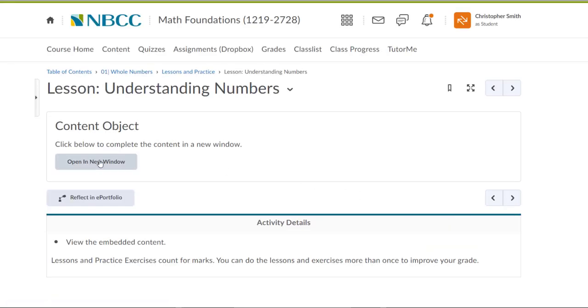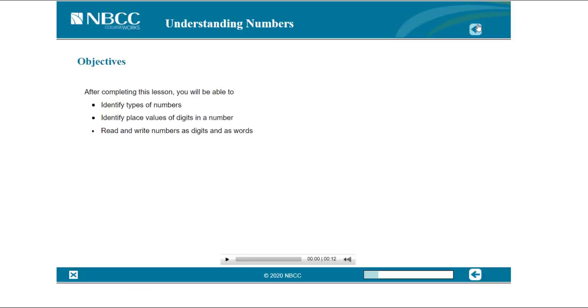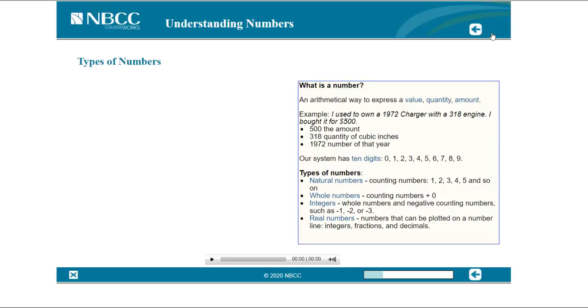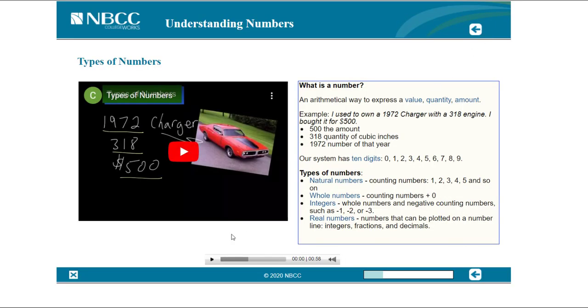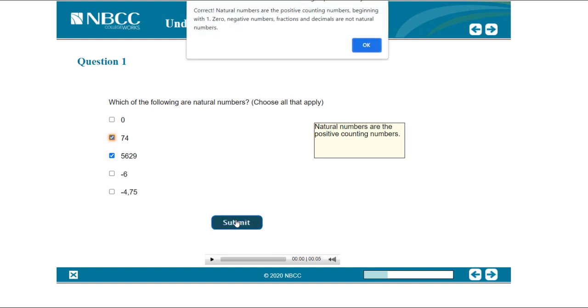Let's look at the first lesson. It may open automatically, or you might have to click on an Open in a New Window button. The lessons present the information. There will be videos and text. If you want to hear the text on the screen read to you, then click the play button at the bottom of each screen. Use the next and back arrows to navigate. There are also questions. Choose the correct answer and then click Submit or Next.